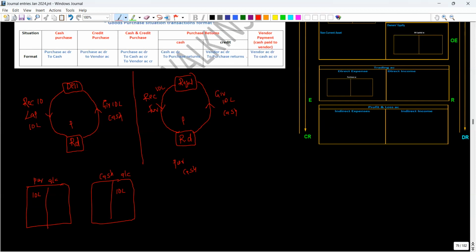Sir, small doubt. Just tell me this one. Actually, instead of cash account, since we are purchasing from Dell, why don't we give it as Dell account? I mentioned cash here. If I did not mention cash, then you can take the Dell account. Okay. Slowly you'll understand. After completing the total session on this topic, you'll understand. Okay, sir.